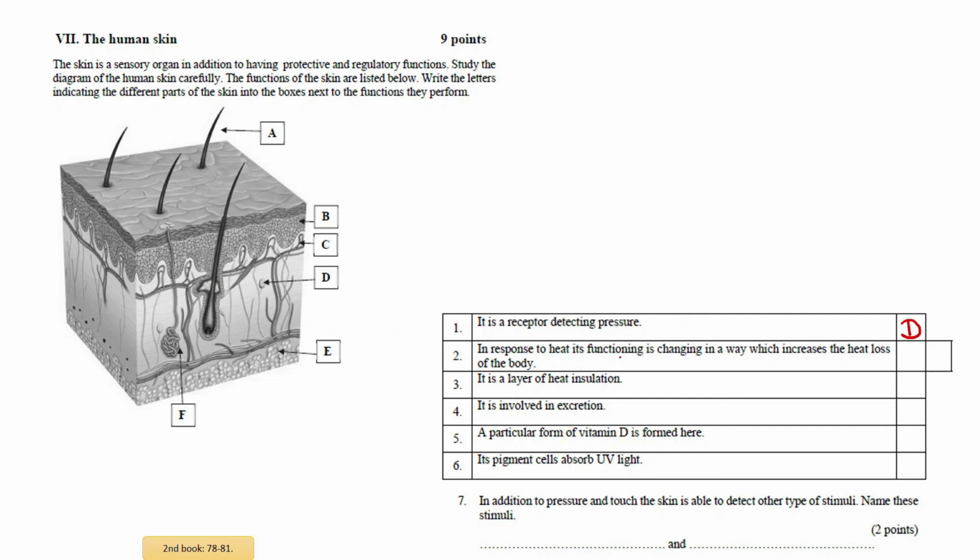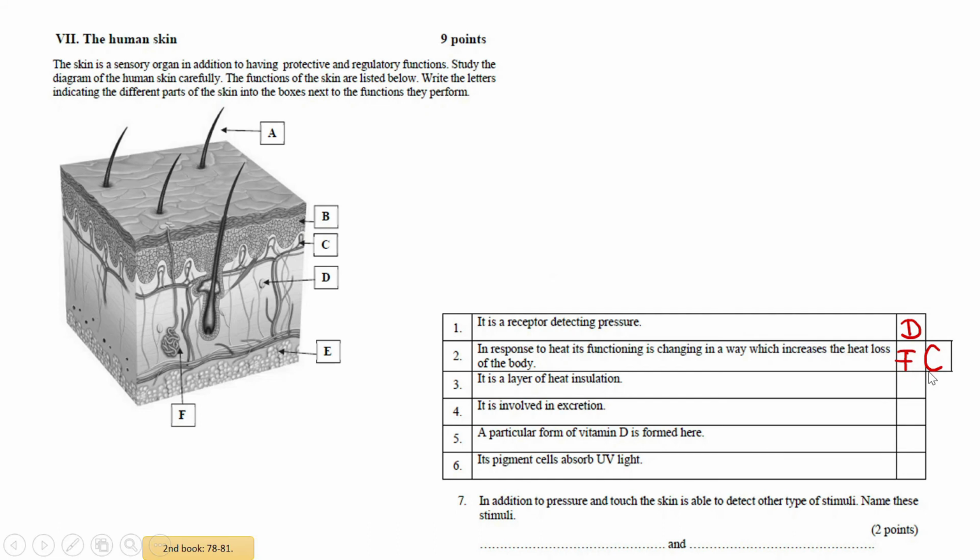In response to heat, its functioning is changing in a way which increases the heat loss of the body. We know skin has an important role in thermoregulation, and out of these options, the F, the sweat gland, definitely has an important role. As we can see, it's a tubular coiled exocrine gland, which is releasing the sweat to the surface of the skin, and as it evaporates from the skin, it cools the body. So it has an important role in thermoregulation. And the other one is going to be the blood capillary, so C.